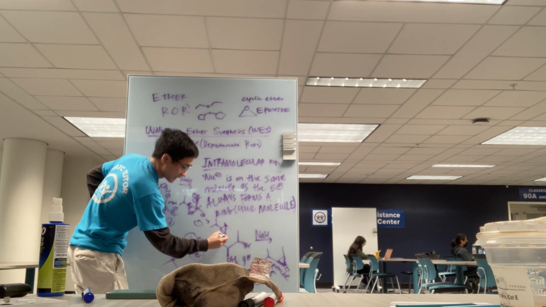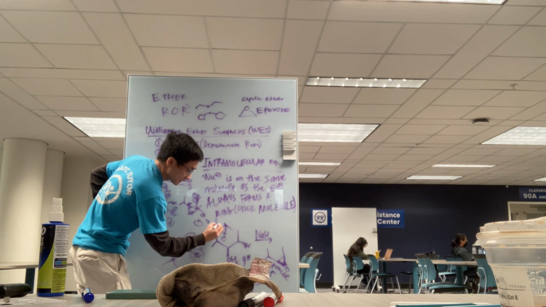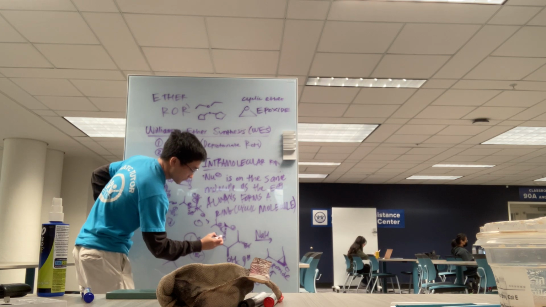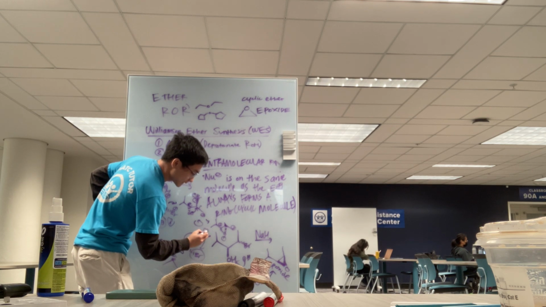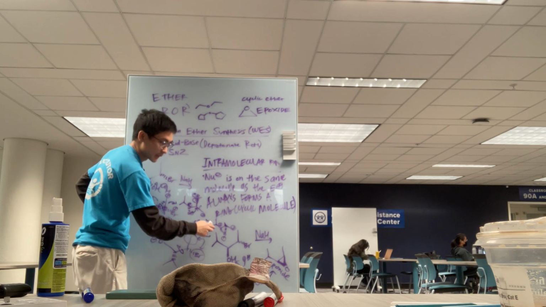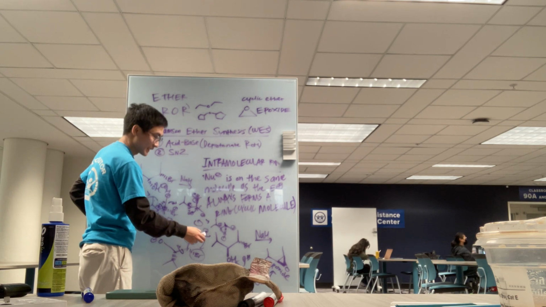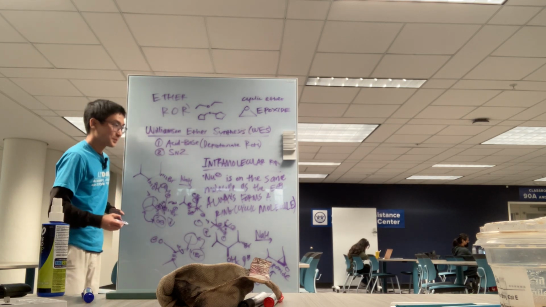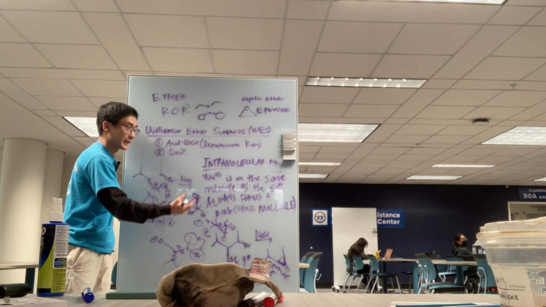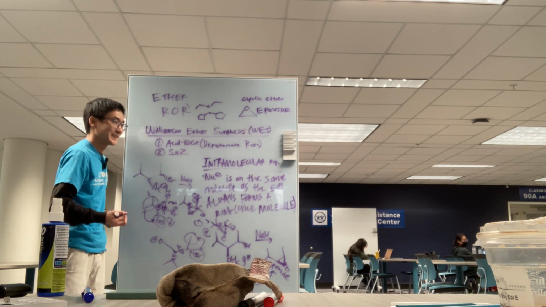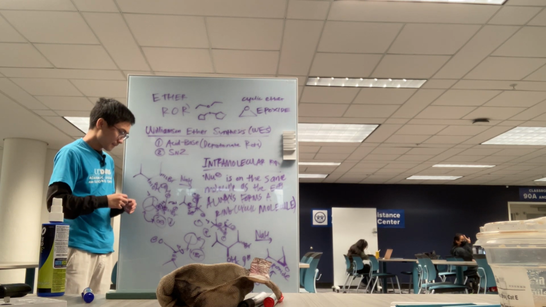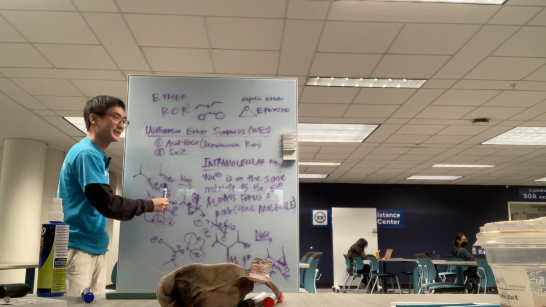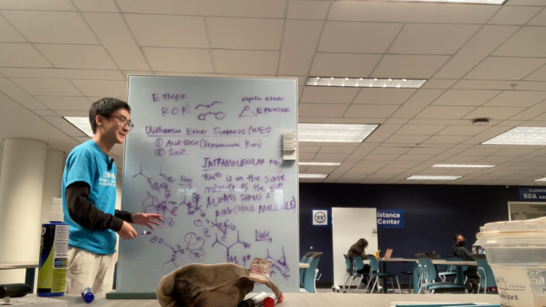So let's see if this is R. 1, 2, 3. It looks R, but it's not actually R. It's S. So we can't do it like that. That's how you can confirm with the R and S configuration. I don't think you'll get something like this on the test, but just in case it shows up.